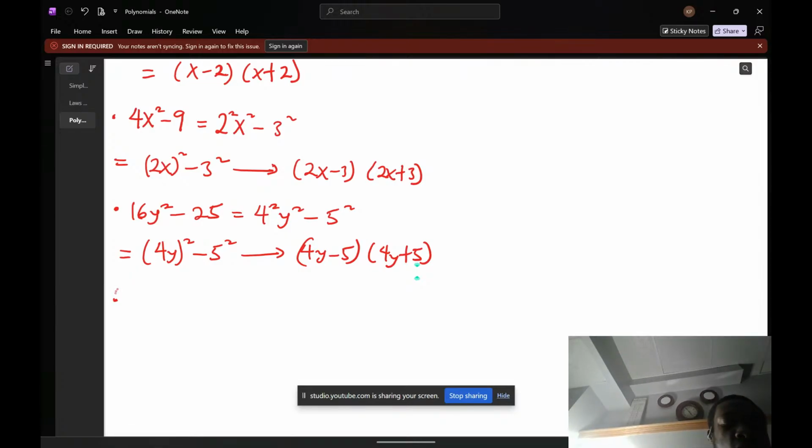Let me do one more last one. Let's say we had x raised to power 4 minus 81. x raised to power 4 minus 81.